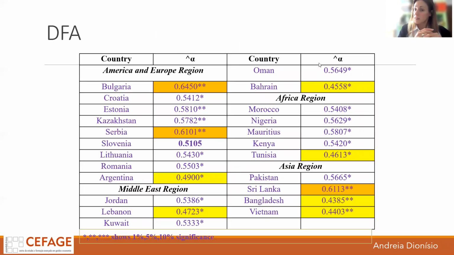After this, we estimate the DFA for each series. And as you may remember, the reference value is 0.5. So here we can see that there is just one country that does not show any kind of long dependence or long memory. That is Slovenia. The highest values are for Bulgaria, Serbia, and Sri Lanka. And the values that show anti-persistent behavior are Argentina, Lebanon, Bahrain, Tunisia, Bangladesh, and Vietnam.